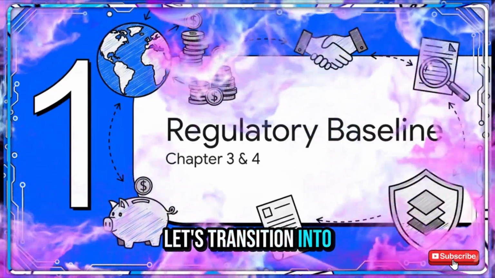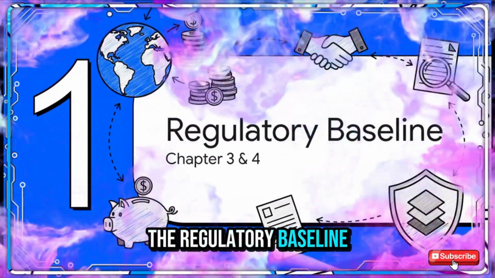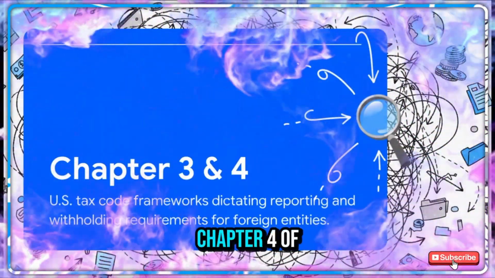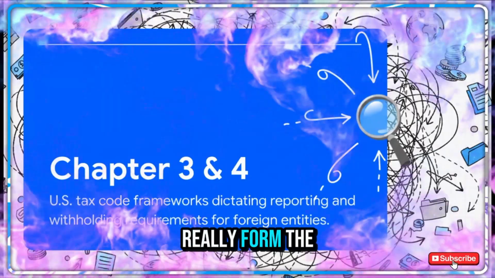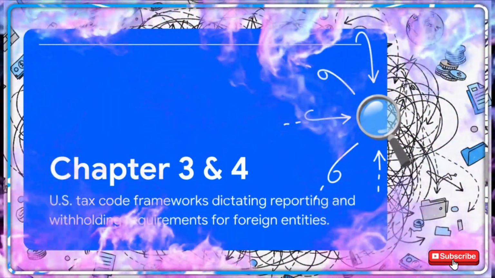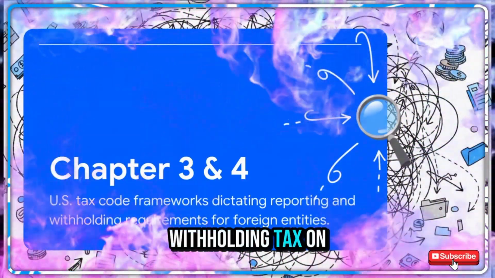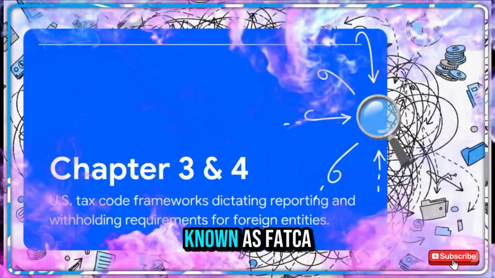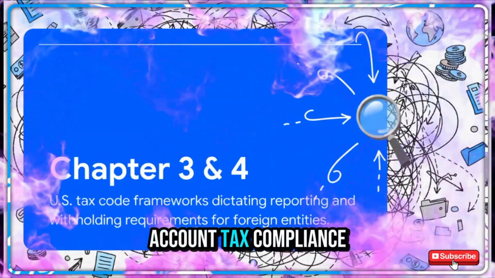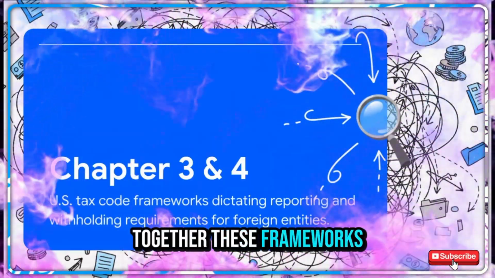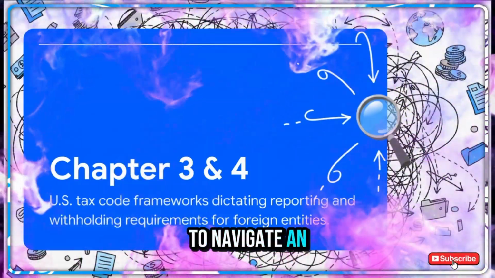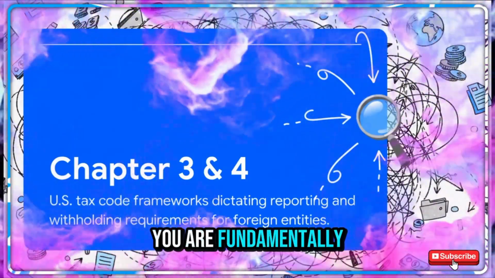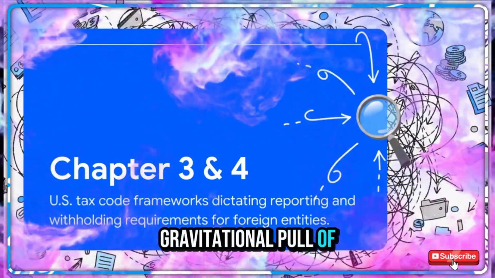Let's transition into part one, the regulatory baseline. Expert analysis reveals that two specific chapters, Chapter 3 and Chapter 4 of the U.S. Tax Code, really form the foundational regulatory baseline. Chapter 3 deals broadly with withholding tax on non-resident aliens and foreign corporations, while Chapter 4 is what's widely known as FATCA, or the Foreign Account Tax Compliance Act. Together, these frameworks essentially force foreign entities to navigate an incredibly complex web of withholding mechanisms. If you're operating internationally, you are fundamentally operating within the gravitational pull of Chapters 3 and 4.